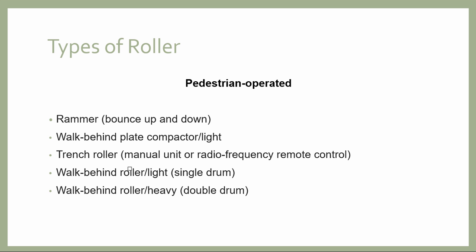Second one is the walk behind plate compactor or light type, with behind controlling. Next is the trench roller. This is a manual unit with a radio frequency remote controller. Second one is the single drum walk behind roller which is light, and there is another kind of walk behind roller which is the heavy type because it has a double drum. So these are the basics of the pedestrian operated roller.